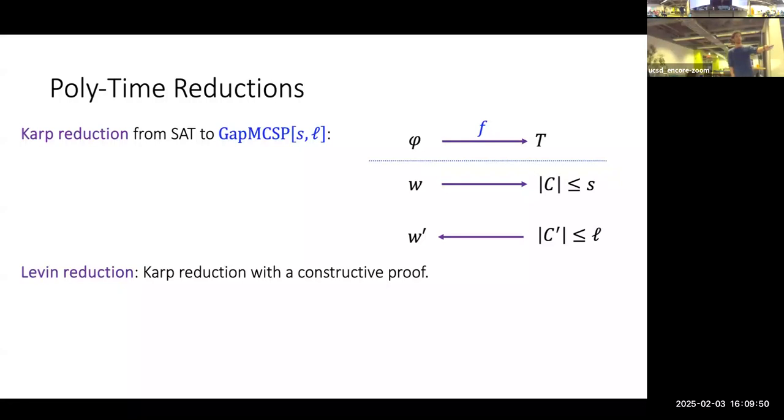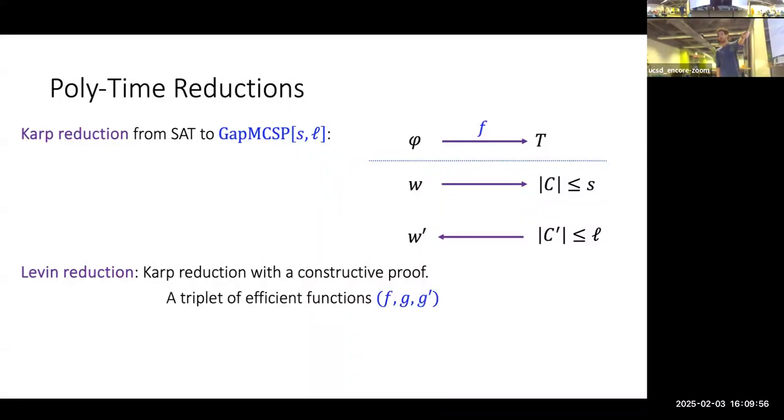And Levin reductions are Karp reductions with constructive proof. So a Levin reduction is a triplet of functions, f, g, and g prime, where f is the Karp reduction, and g and g prime are the constructive proof of correctness. So g is a function that takes a witness for phi and outputs a small circuit that computes the function, and g prime is a function that takes a small circuit that computes this function and outputs a satisfying assignment for phi. So these are Levin reductions.